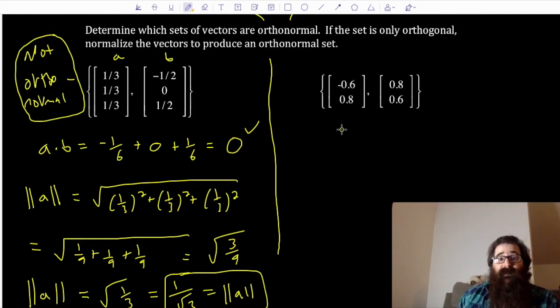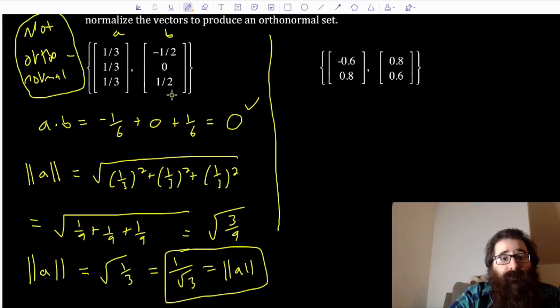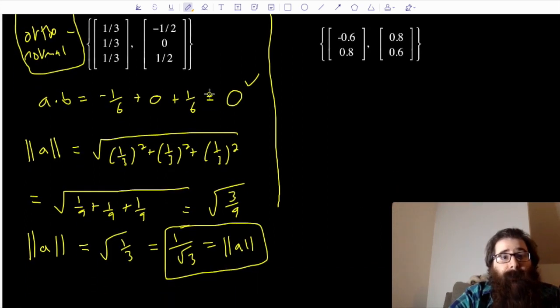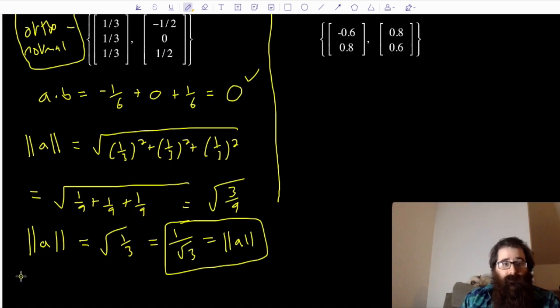Now the follow-up says, if the set is only orthogonal, normalize the vectors to produce an orthonormal set. And we know how to do that. That means turn these into unit vectors. Now, I didn't check vector B, so I should do that. What is the magnitude of vector B? Or the length or the norm of vector B?